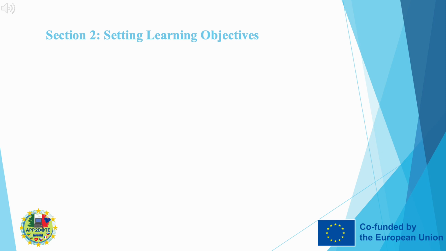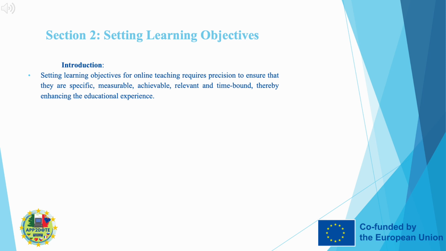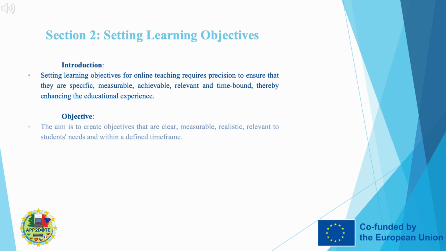Section 2. Setting learning objectives. Introduction. Setting learning objectives for online teaching requires precision to ensure that they are specific, measurable, achievable, relevant, and time-bound, thereby enhancing the educational experience. Objective. The aim is to create objectives that are clear, measurable, realistic, relevant to students' needs and within a defined timeframe.